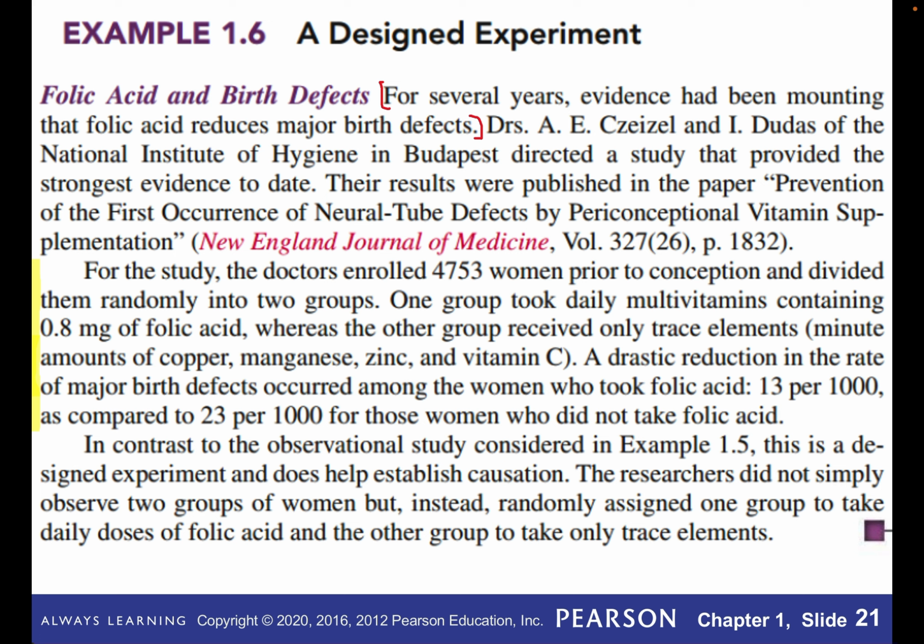In the first group, the women were given multivitamins containing 0.8 milligrams of folic acid. And in the other group, they received only trace elements, so this is essentially the group that received no folic acid. We are told that a drastic reduction in the rate of major birth defects was observed. It would be useful to take a second and try to identify the response, the factors, the levels, and so forth. Eventually, we'll address the different parts of this study.